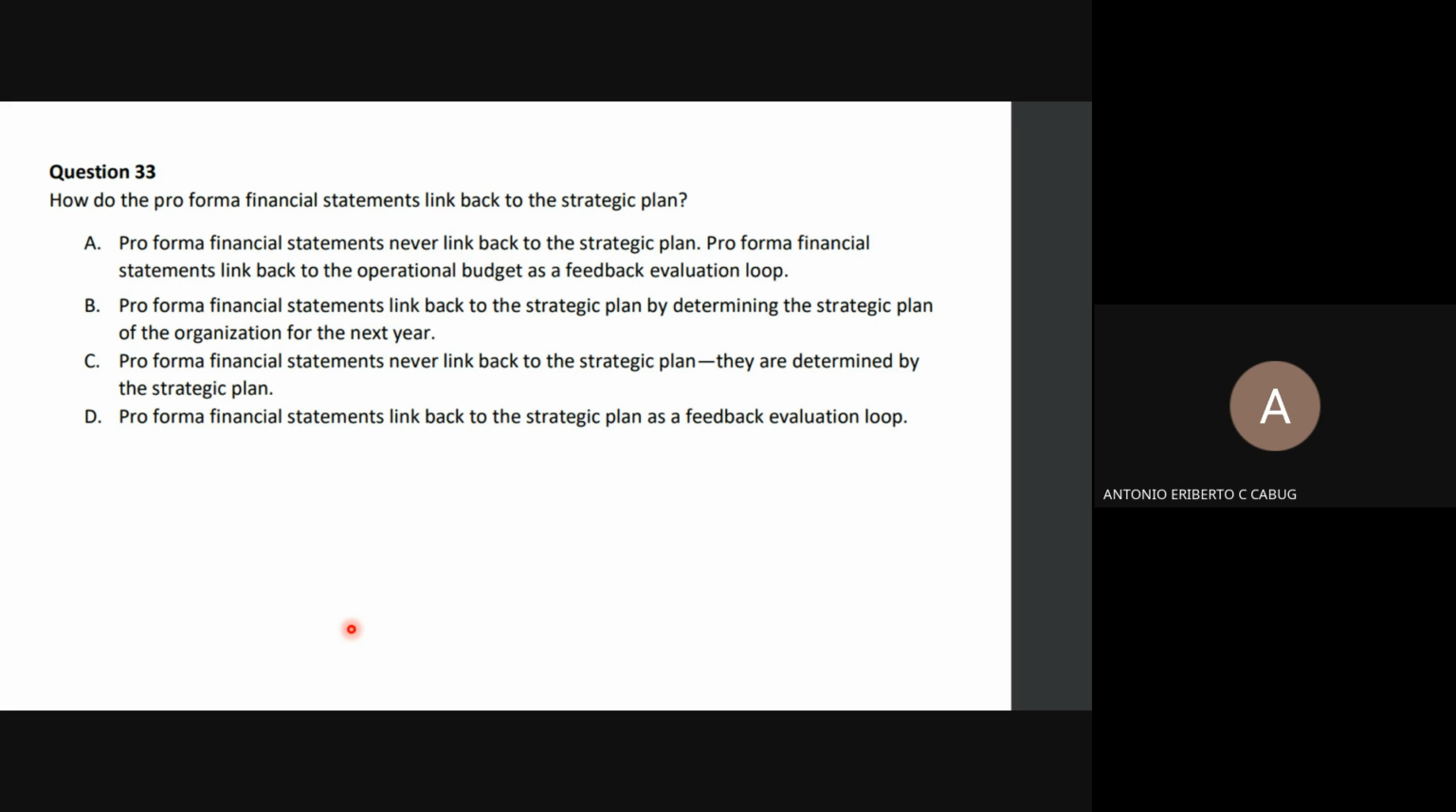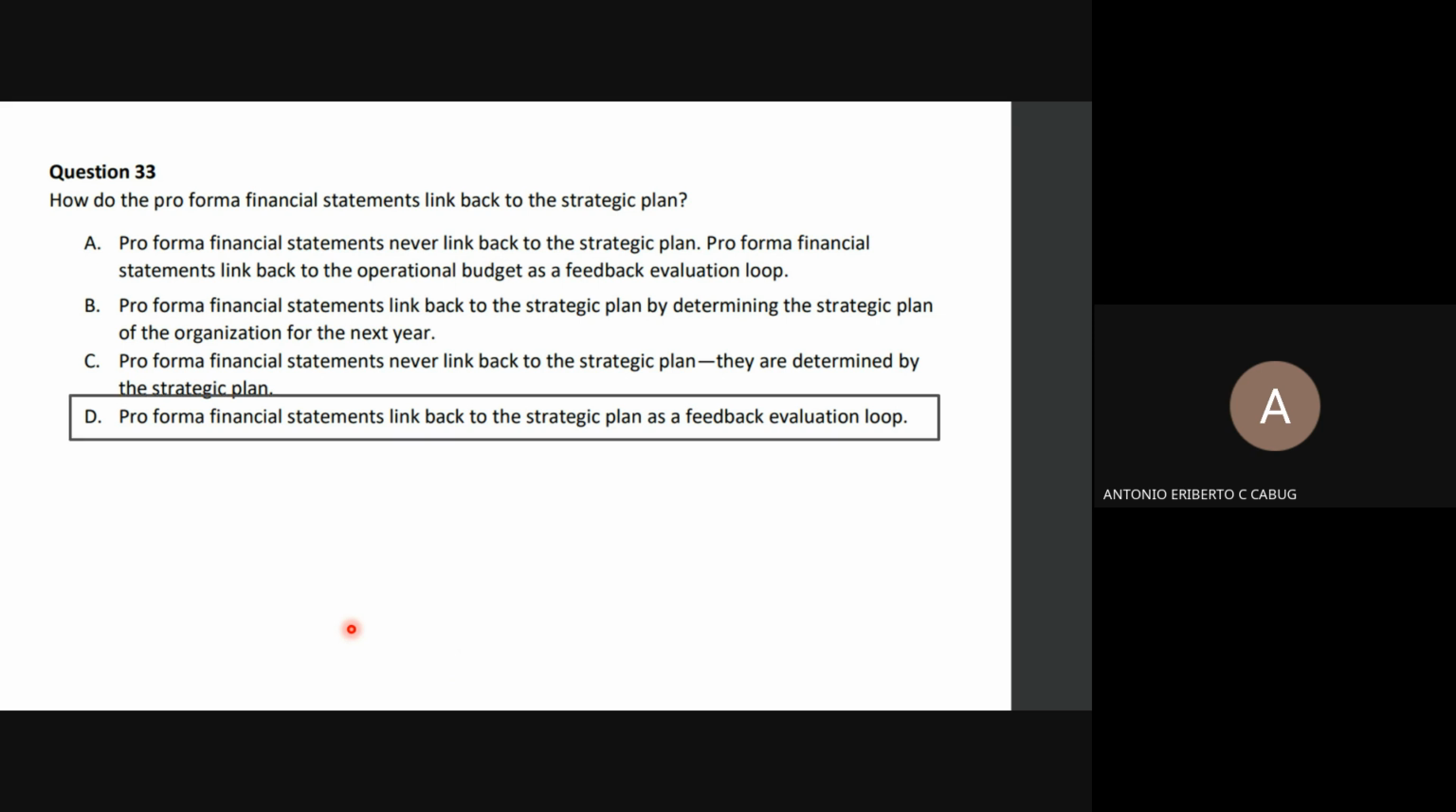Please enter your answers. The correct answer here is letter D: a feedback evaluation loop.